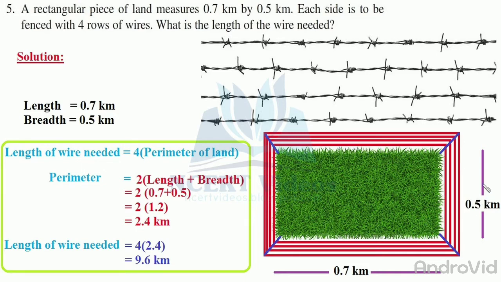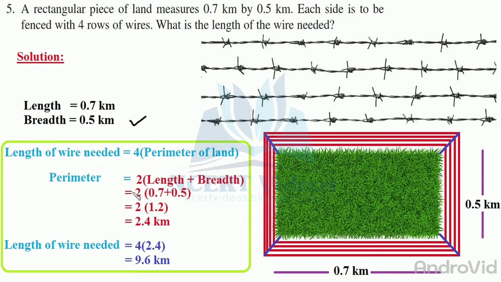So first of all, we'll have to find the perimeter. This is 0.5 kilometer and this is 0.7 kilometer. Similarly, this is 0.7 kilometer and this is 0.5 kilometer since it is a rectangle. We have to find perimeter. So we will write in solution length and breadth. Now length of wire needed will be 4 times the perimeter of the land because we are covering it 4 times. So first of all, we will have to find the perimeter, then later we will multiply with 4.